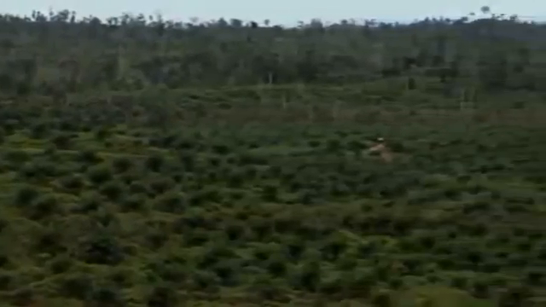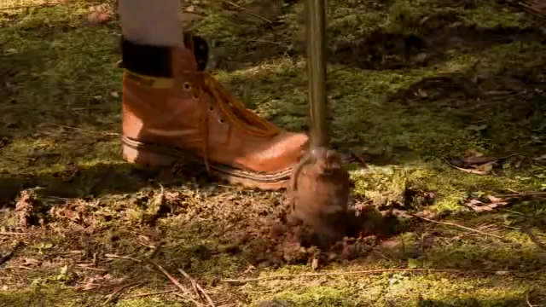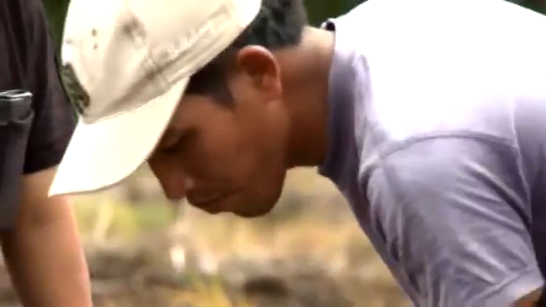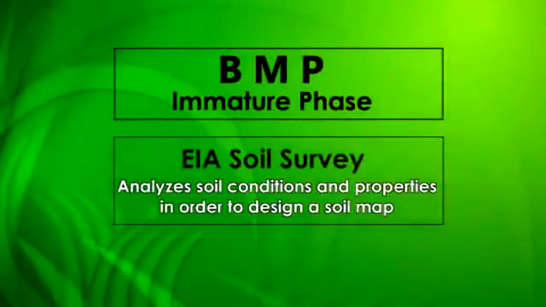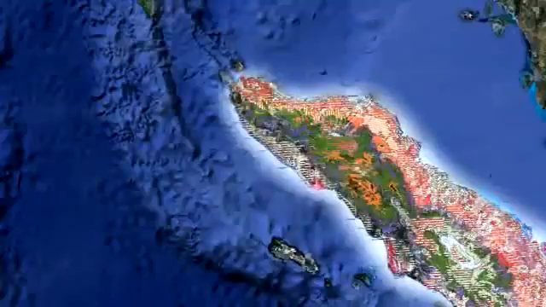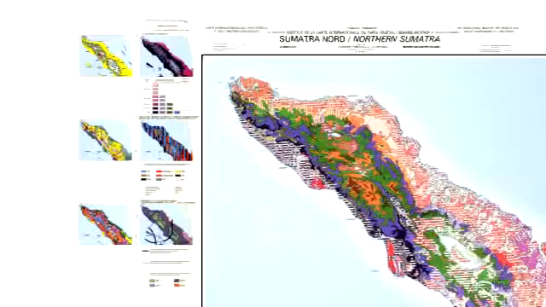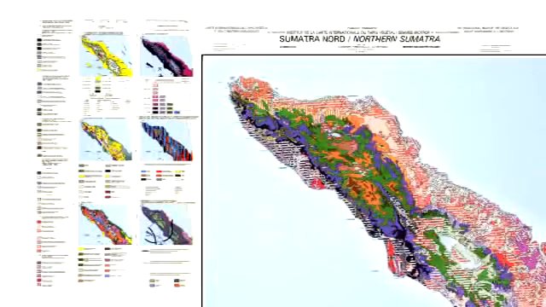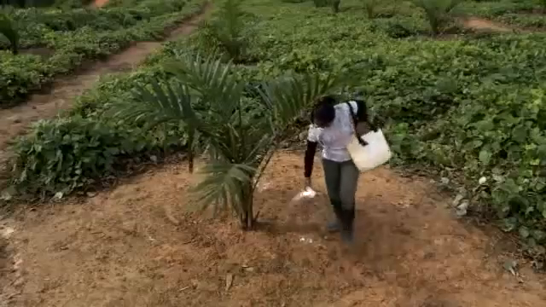As part of the EIA, management executes a semi-detailed soil survey. This survey analyzes soil conditions and properties in order to design a soil map. Soil maps are one tool to help designate planting areas, planting schedules, and assist in determining appropriate fertilizer rations.